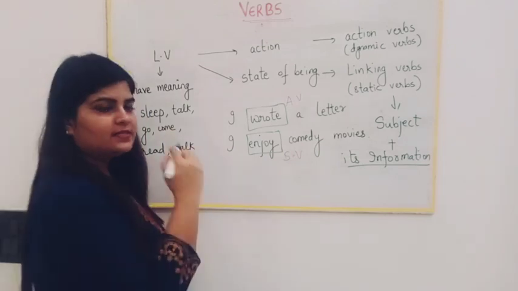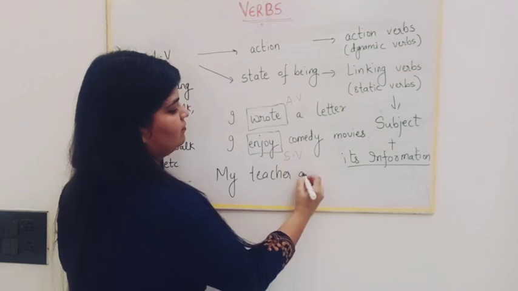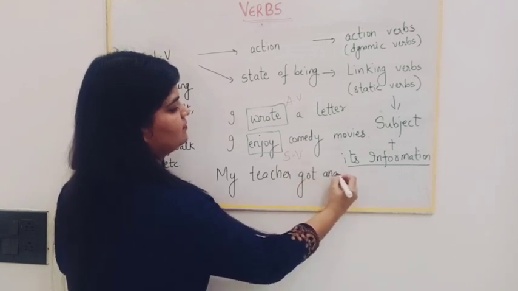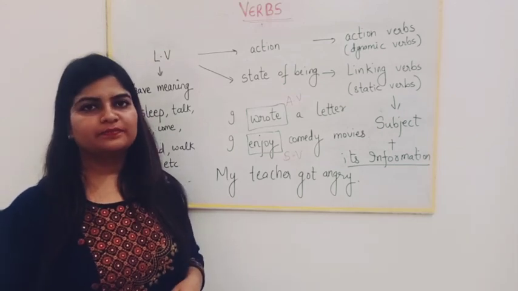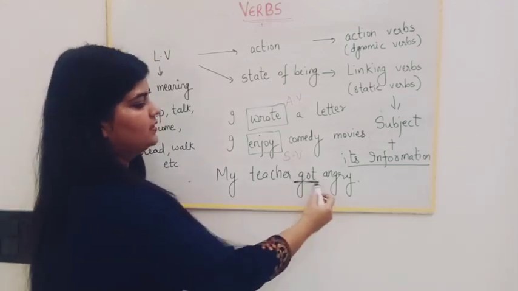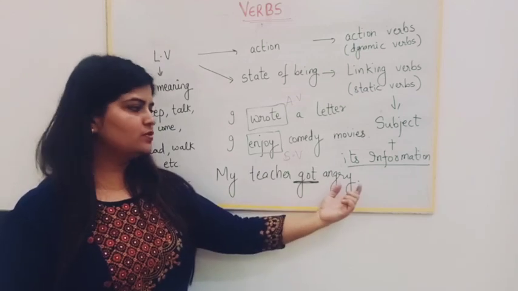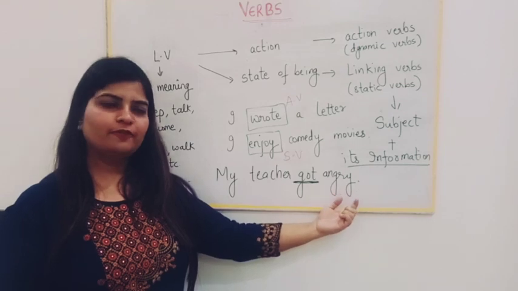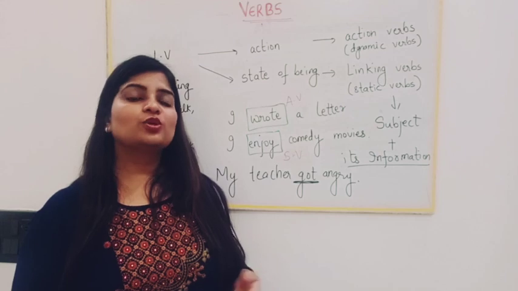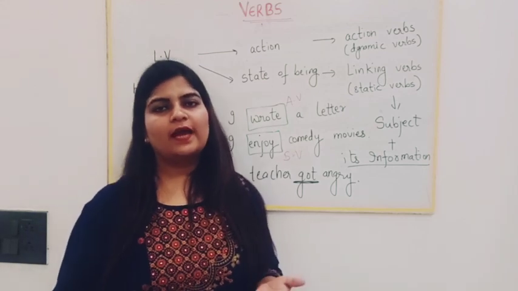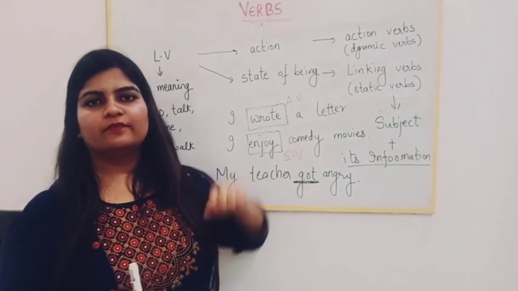Now, what does it mean? Let's take an example. My teacher got angry. Here, this got is the linking verb because it is linking teacher with this word angry. It is giving the information about the subject, that the subject is angry. So those verbs which join the subject and the other part of the sentence are known as linking verbs.